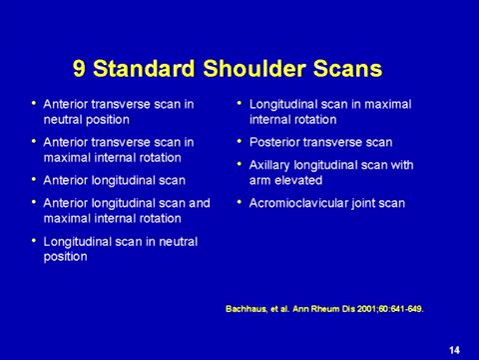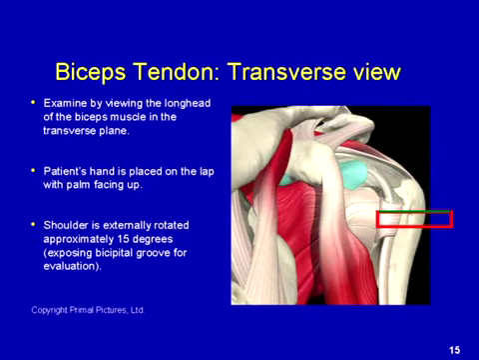Now let's talk about the ultrasound. There are 9 standard scans that are done when analyzing the shoulders, and they are listed here: the anterior transverse scan, the anterior transverse scan in maximal internal rotation, the anterior longitudinal scan, and the anterior longitudinal scan in maximal internal rotation. The longitudinal scan is also performed in neutral positions and also in maximal internal rotation. And then we'll move posterior to look at the posterior transverse scan, an axillary image, as well as the acromioclavicular joint. Let's first look at the biceps tendon in transverse view.